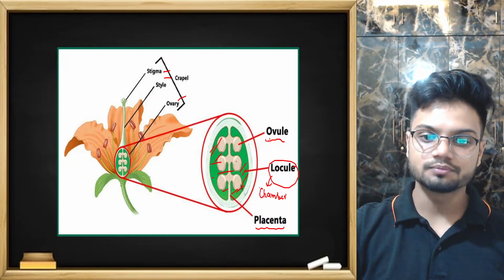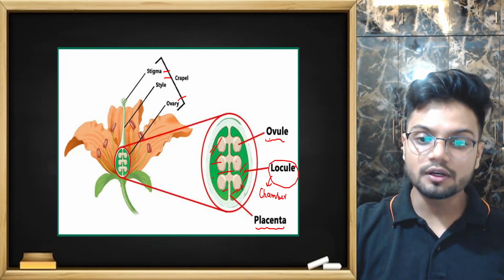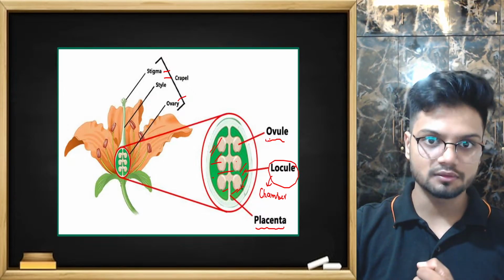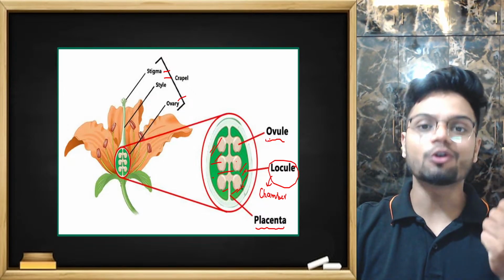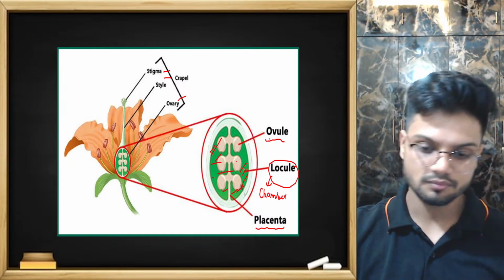Locule is the chamber here. If there is a single locule, it's called unilocular. If there are two chambers, it is called bilocular. Three chambers, trilocular. Many chambers, multilocular condition. Okay.